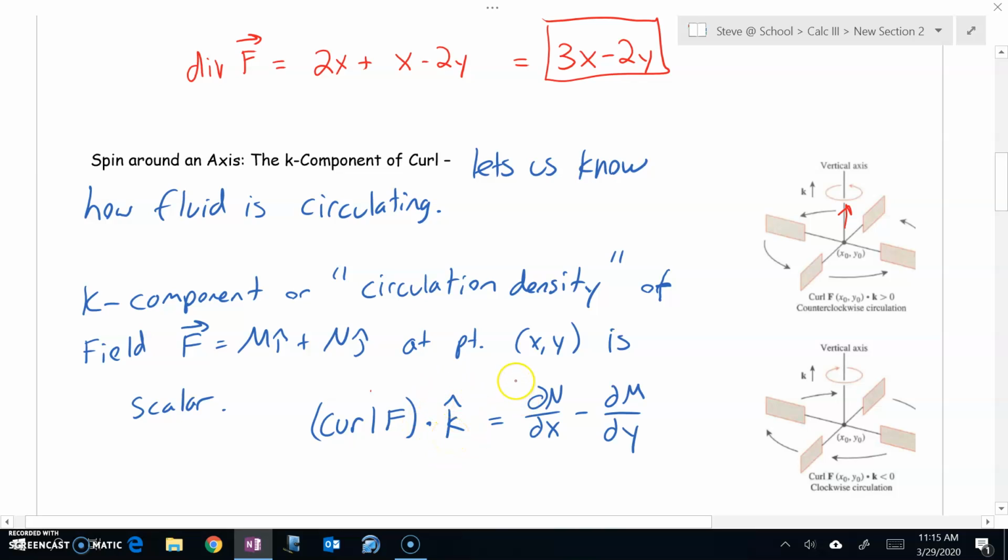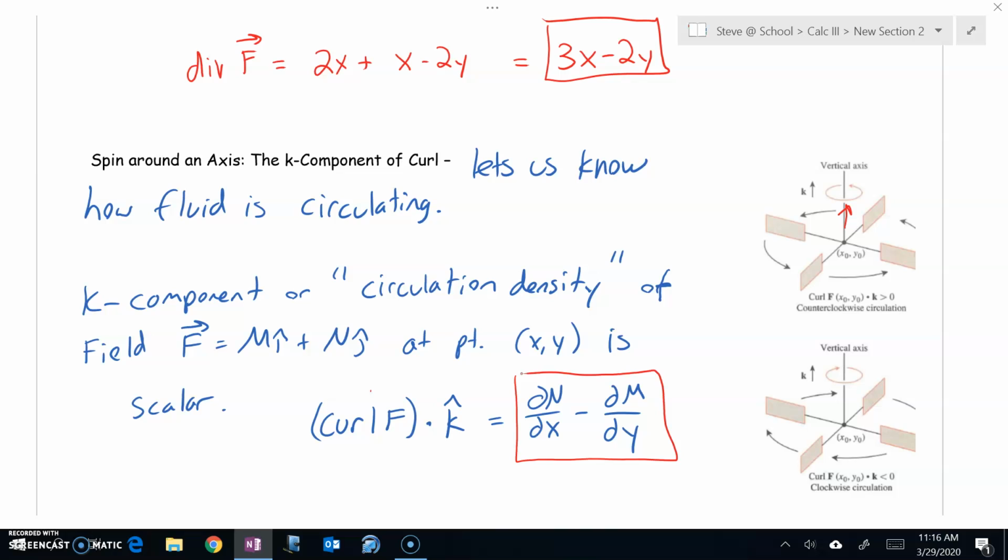And so when you only get the k component of curl, when you're dealing with 2 dimensions, it's the derivative of the second, or the j component of the field with respect to x, minus the derivative of the i component of the field with respect to y. And that is what the k component of curl is. Okay, again, this will be very important because this will let us know how to convert our work integrals that we had in 7.2 into double integrals for circulation.